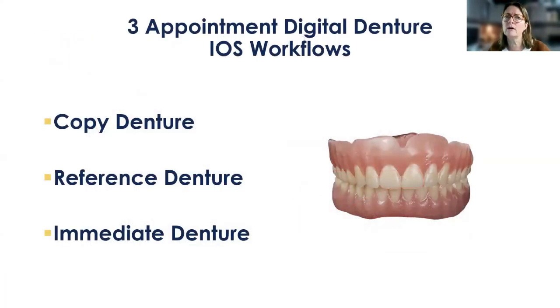In general, there are 3 different workflows when it comes to removables, and that's a copy denture, a reference denture, and an immediate. So we talked a little bit about immediates, love immediates. Copy denture, super easy. That is truly a copy of what the patient already has. So it's the patient coming in saying, I have this denture, I love it, I'm going to be traveling this winter for the next 4 months, and I would just feel better if I had a backup, a spare, an extra.